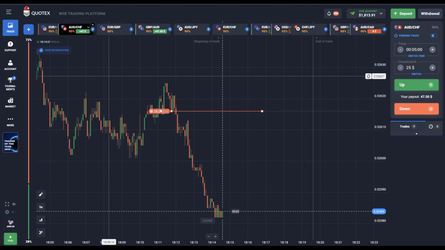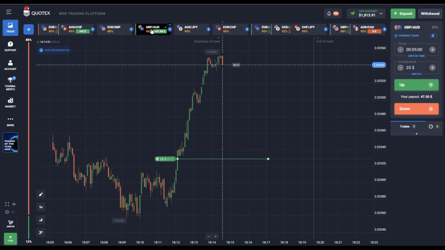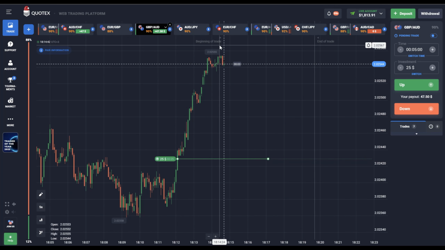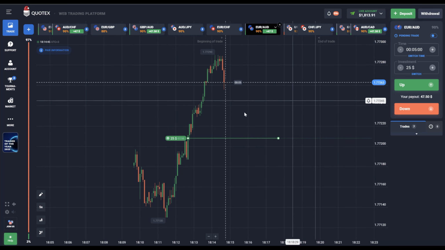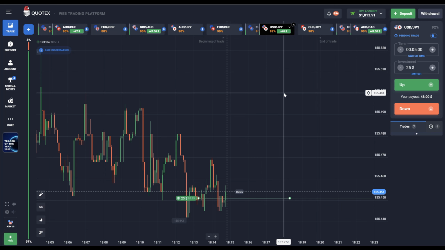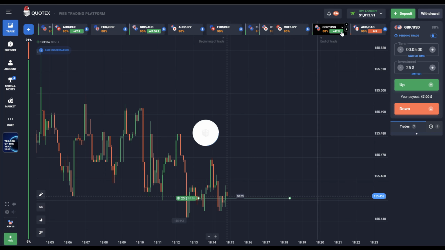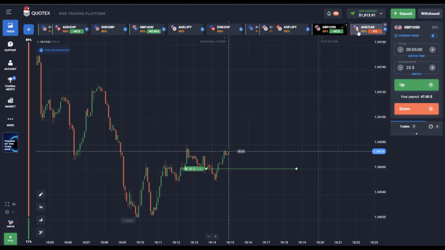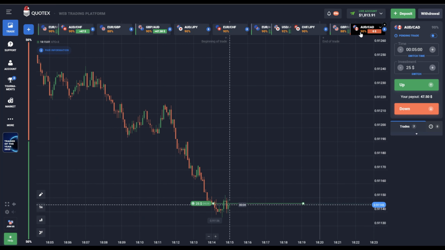Australian dollar, Swiss franc. The price has dropped very nicely. British pound, Australian dollar, the price has risen. Everything is great here too. Euro, Australian dollar, the price has gone up. Dollar, Japanese yen. It's still unclear, but the price is standing still. All the other trades are also more or less the same. They're either near the entry point or in a small profit. Let's wait for the result.